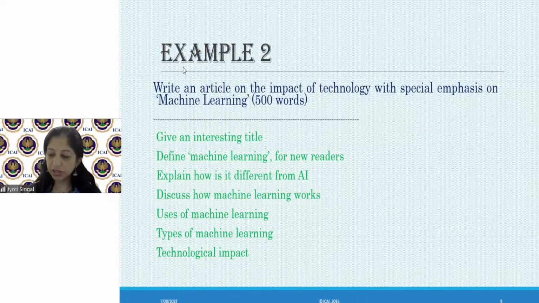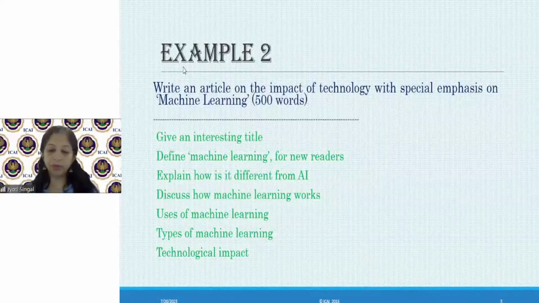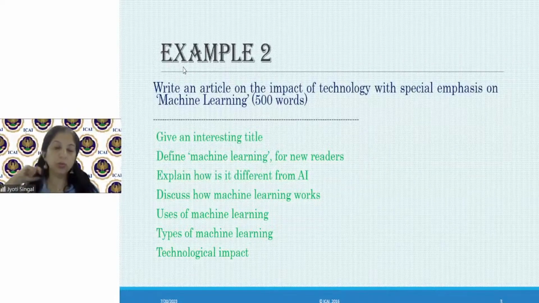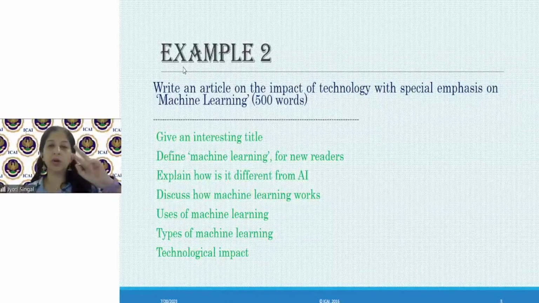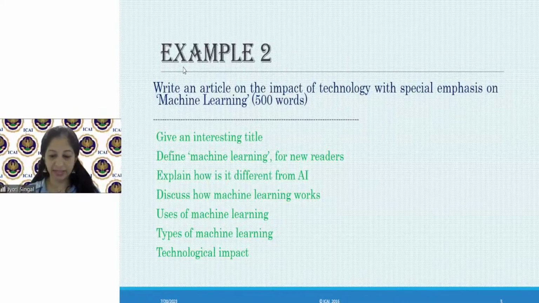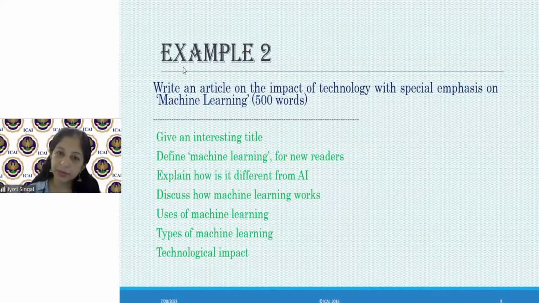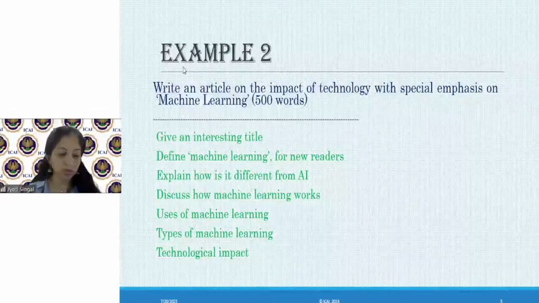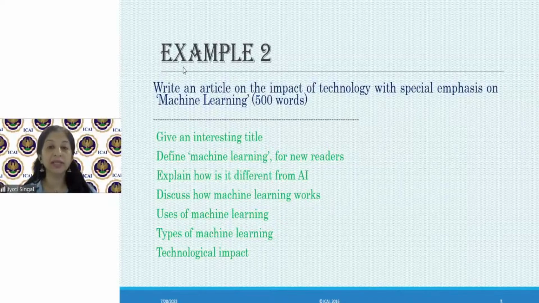Second, define machine learning for new readers. For example, you are writing an article on machine learning, but I don't know what is machine learning. So if I read your article, I'll feel happy if the author has given me at least 1 to 2 lines of what exactly it is. Okay, so a basic understanding. Now, some people will say, हमें भी नहीं पता machine learning क्या है. So refer to the internet, refer to good resources, read books, and increase your knowledge about all these current topics.